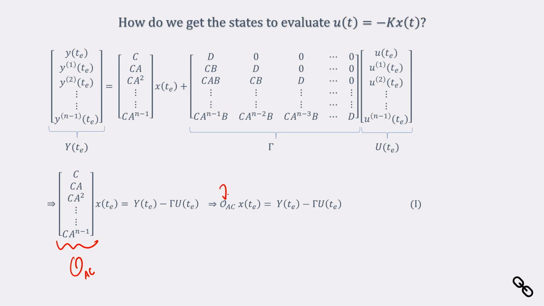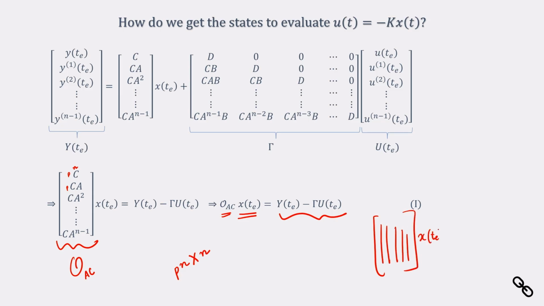Now, notice here this is a known matrix, this is a known vector, and I have to find out x of t. What is the dimension of this matrix? C is a p cross n matrix, CA is another p cross n matrix. Therefore, the number of rows will be p times n and the number of columns will be n. Now, notice that this O A C has become a tall matrix, because pn is of course more than n. So, we have an equation with a tall matrix, x of t, and on the right side we have q of t.